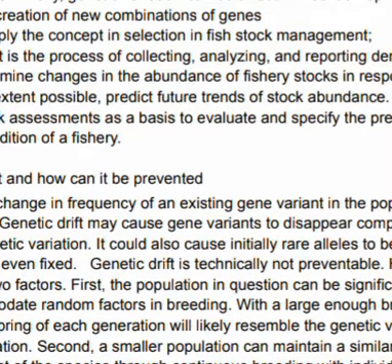Genetic drift is technically not preventable, however, it can be limited by 2 factors. First, the population in question can be significantly large enough to accommodate random factors in breeding. With a large enough breeding population, the offspring of each generation will likely resemble the genetic variation in the previous generation. Second, a smaller population can maintain similar genetic makeup through continuous breeding with individuals outside of the smaller population.